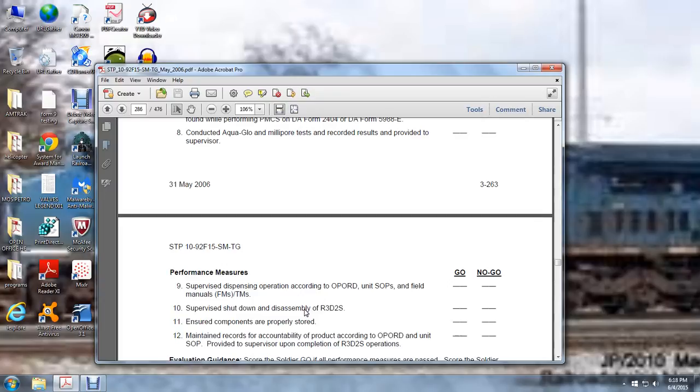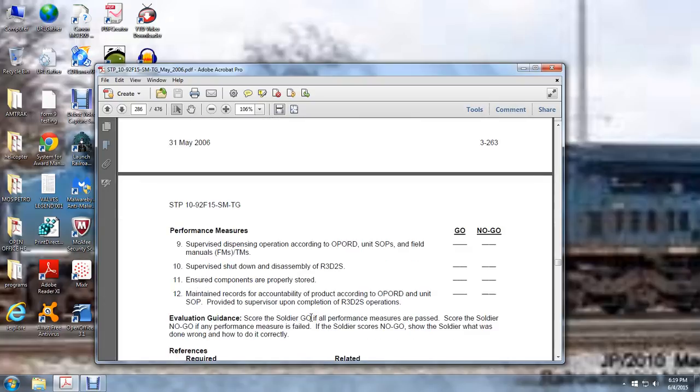Supervise shutdown and disassembly of the rearm, refuel distribution deployment system. Ensure components are properly stored. Maintain records and accountability of the product according to the operation order and unit standard authorization procedures. Provide them to the supervisor upon completion of the repair, rearm, refuel distribution deployment system operations.